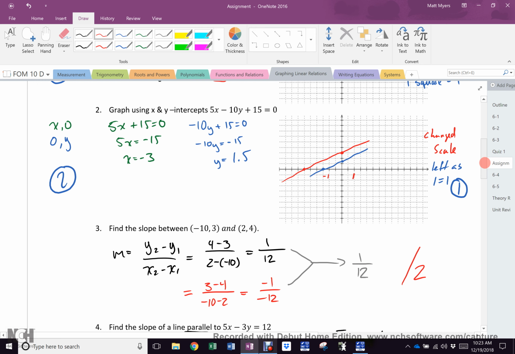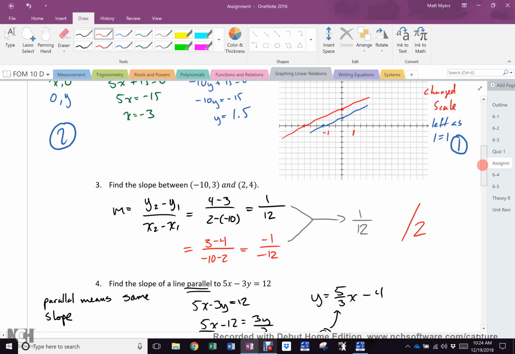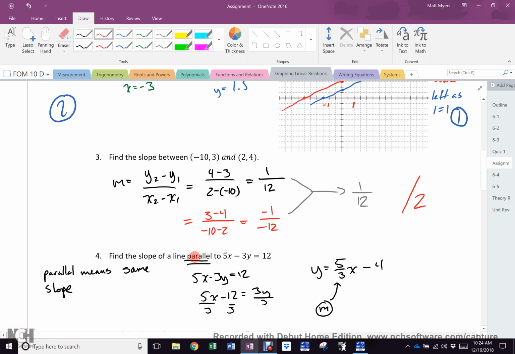Any questions about slope? Find the line parallel. Parallel means it has the same slope. So if you put this in slope-intercept form, you get the slope. Every parallel line has that slope. So the answer was 5/3. Also for 2.